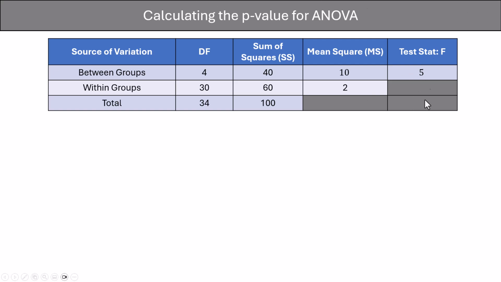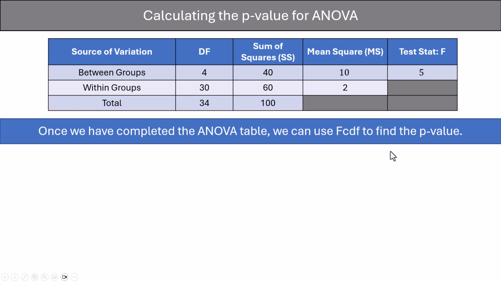So a lot of it is just patterns. Let me go over it one more time just to make sure that it gets solidified in your head. The total column is just adding the 2 previous ones together. 4 plus 30 is 34. 40 plus 60 is 100. These values are each just dividing the 2 previous values. 40 divided by 4 is 10, 60 divided by 30 is 2, and finally the very last value is dividing these 2. 10 over 2 is 5.